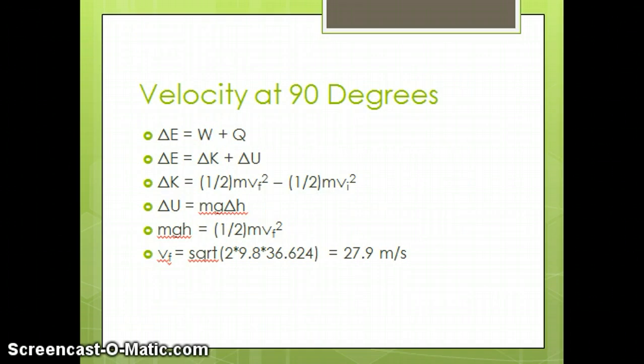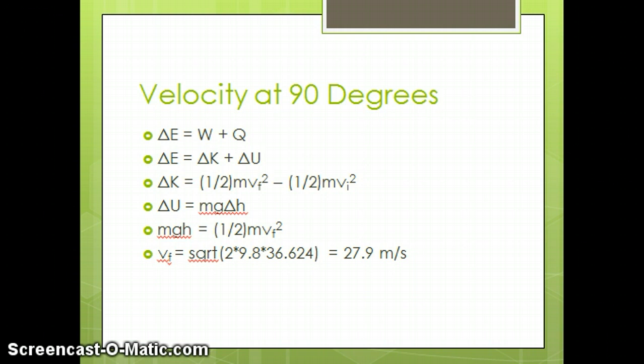Using the energy principle, we are able to find the velocity at 90 degrees. We find that delta E equals W plus Q and that Q equals 0. Therefore, delta E equals W. We let our system include the jumper and the rope so that there are no interactions in the surroundings and delta E equals 0. Delta K equals 1/2 the mass times the final velocity squared minus 1/2 times the mass times the initial velocity squared. Delta U equals mass times gravity times delta h.